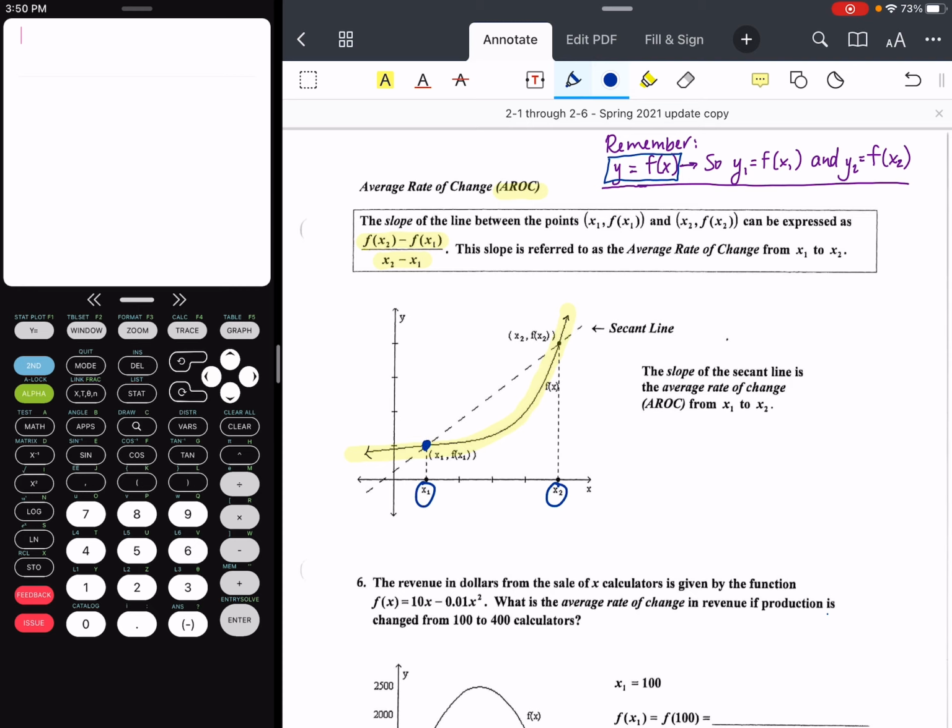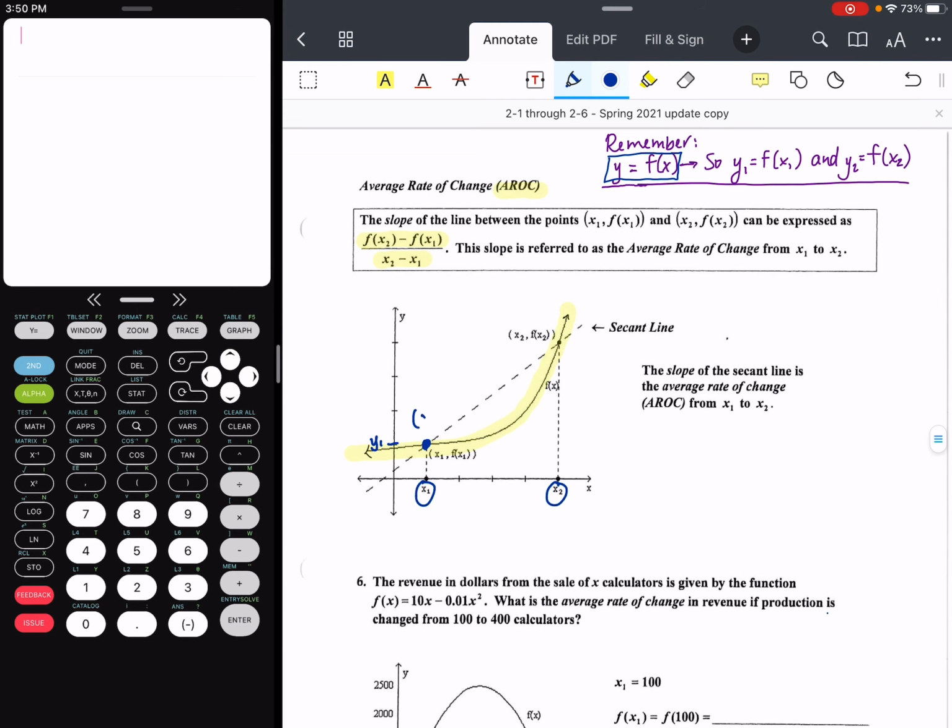So I follow x sub 1 up there, and of course this is going to match up with some y value. So we could call it y sub 1, right? So I can say that ordered pair is x sub 1, y sub 1. For this x sub 2, if I follow that x value up and I identify it on my curve, that's going to line up with some y value. So I could call this point x sub 2, y sub 2.